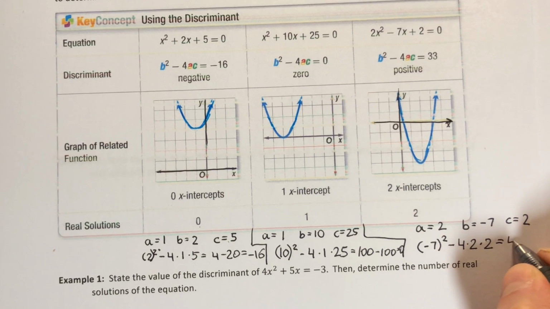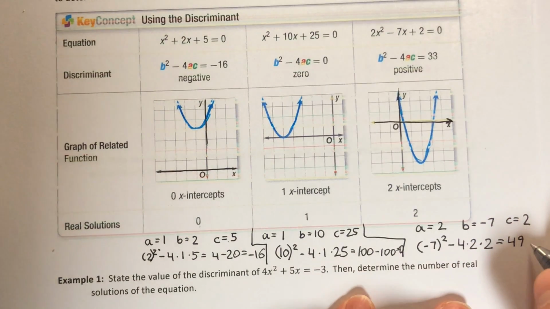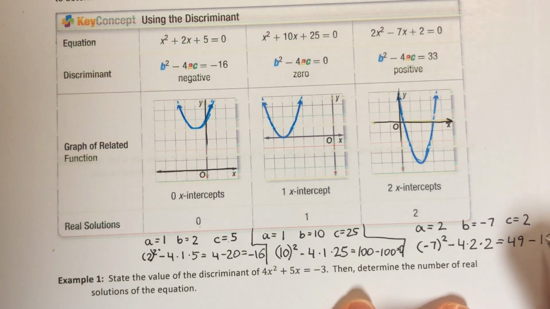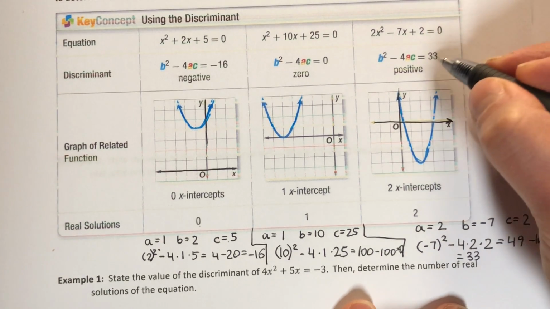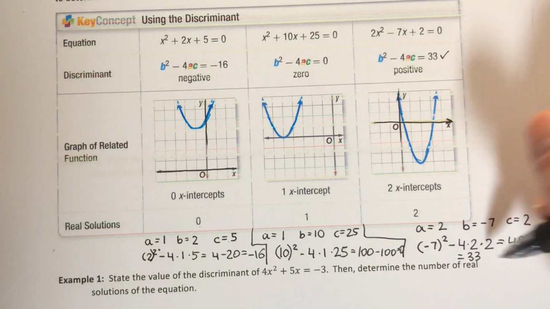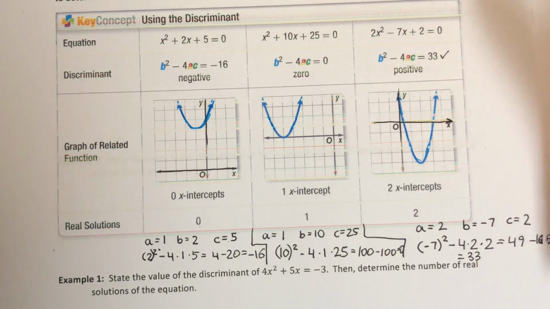-7 times -7, or in other words, -7 squared is 49, minus 16. That is giving me 33, and that is the number that I will have. Because that number is positive, that is what matters here.